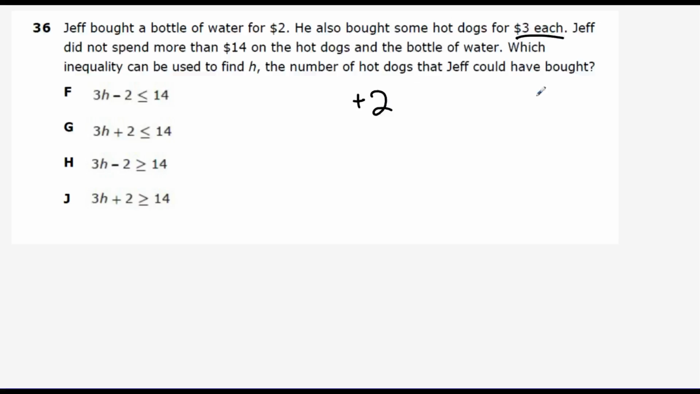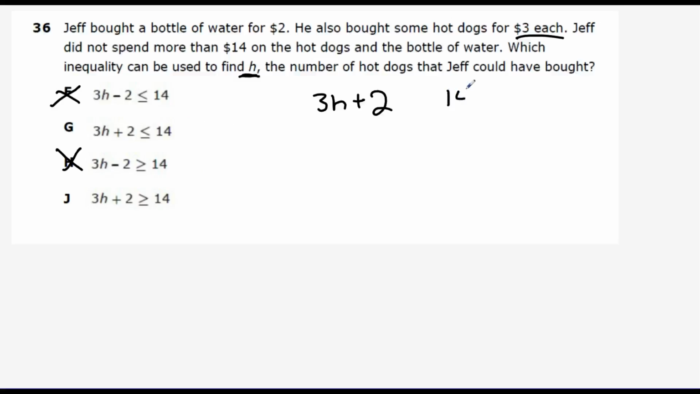And then $3 each. So that's what we're going to have to multiply by the number of hot dogs. So 3 times however many hot dogs you bought. Okay, so that's the left side. So 3h plus 2. Look at this, we're already halfway there. It's not any of these. On the other side is 14.